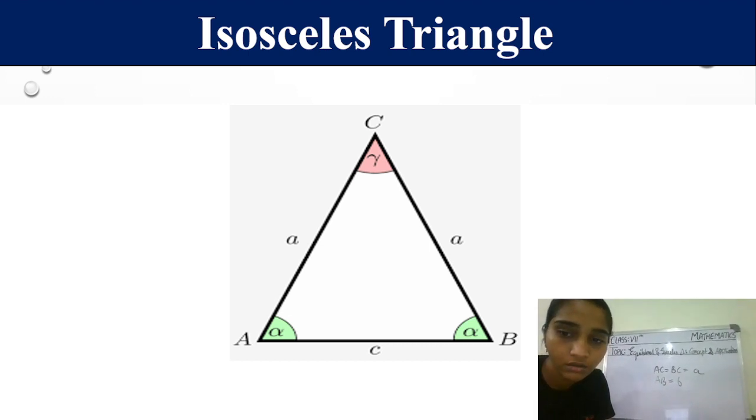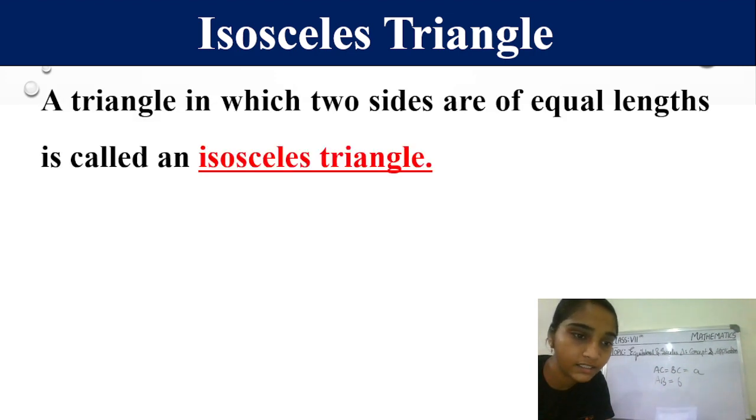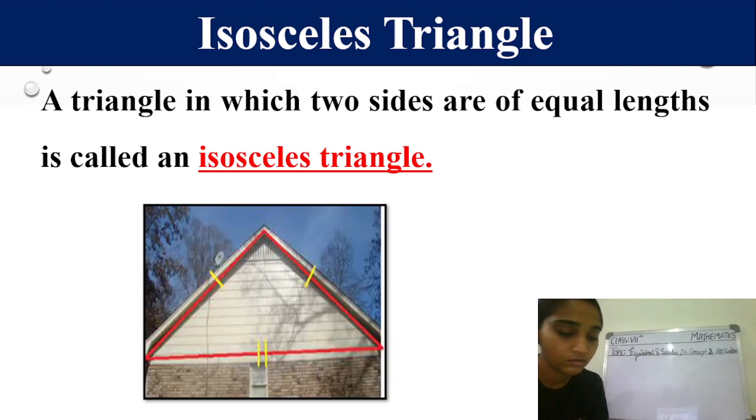Very good, students. Now let us proceed further to get more clarity about the isosceles triangle. Basically we refer to a triangle in which two sides are of equal length as an isosceles triangle. So students, if I ask you to draw a few isosceles triangles in your notebooks, just go ahead and try to draw some. Keep in mind that its two sides must be equal in length. The third side could be of any length.